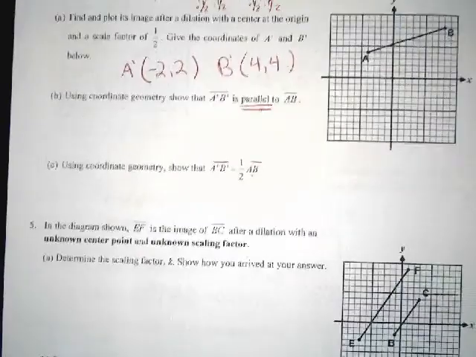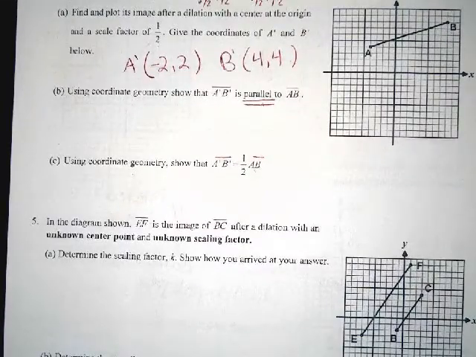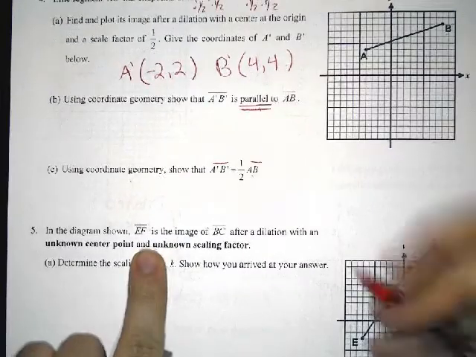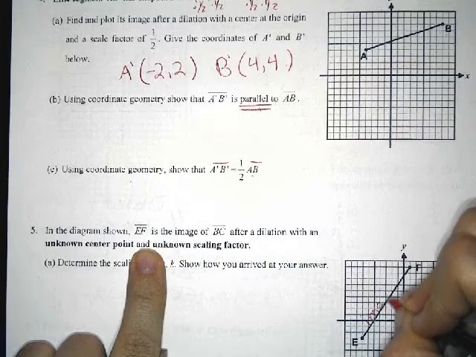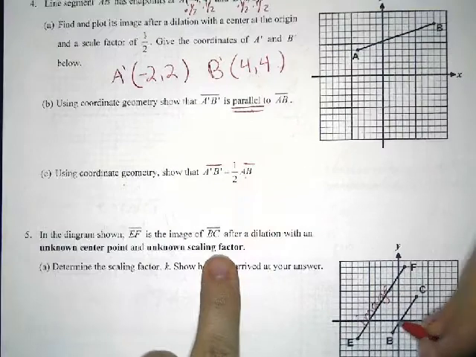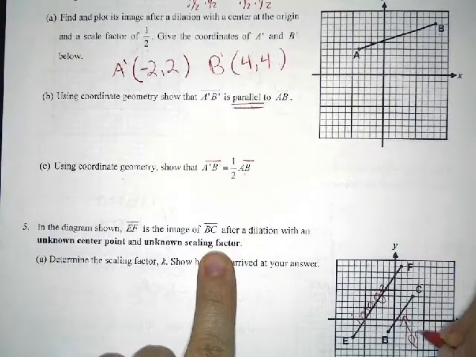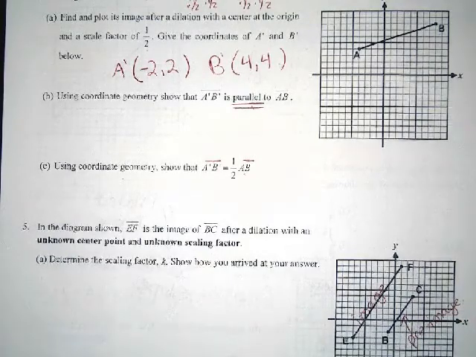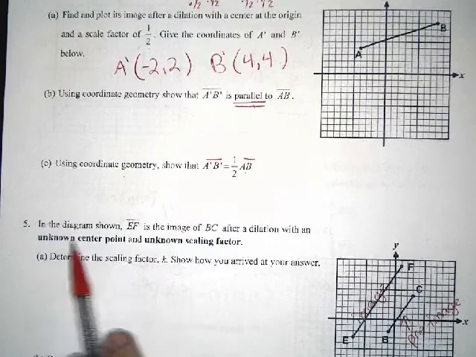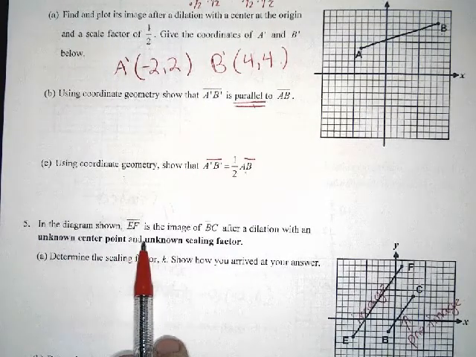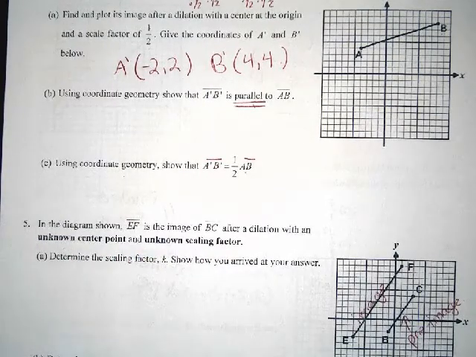Second one's a little bit harder. It says that EF is the image, so this one is the image. That means that BC is the pre-image, with an unknown center and an unknown scale factor. So first we have to figure out the scale factor.